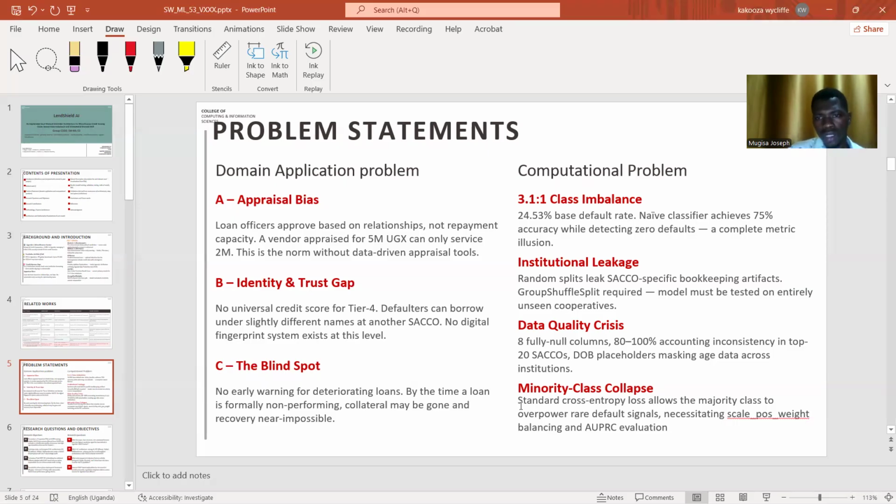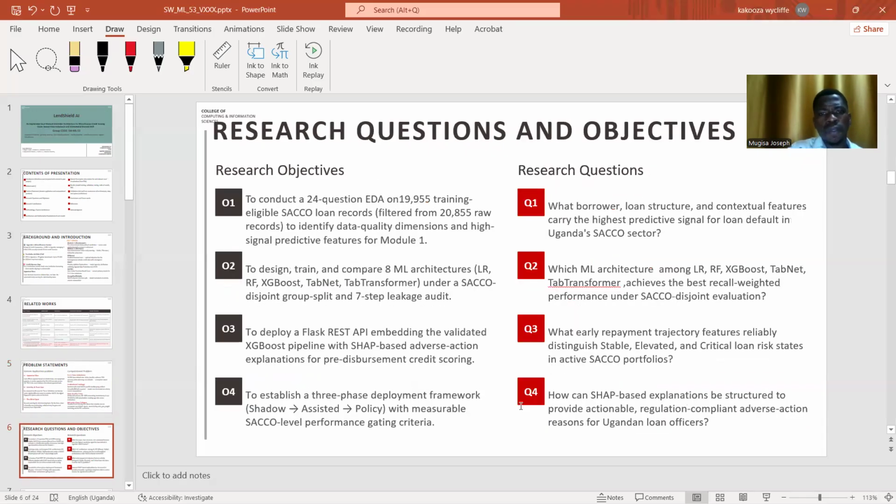So data quality issues: we have columns which are null, accounting inconsistencies, and placeholder values on date of birth. Most people don't grant their date of birth.